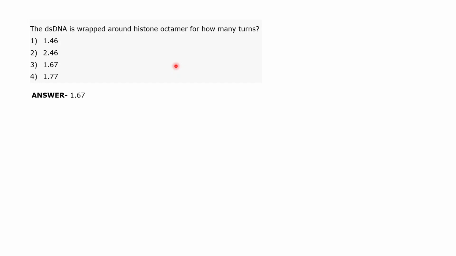So there are 8 histones that contribute to a histone octamer. That's why it's called an octamer. In order for DNA to condense or become compact, specific regions of the DNA interact with this histone octamer and wrap around it.